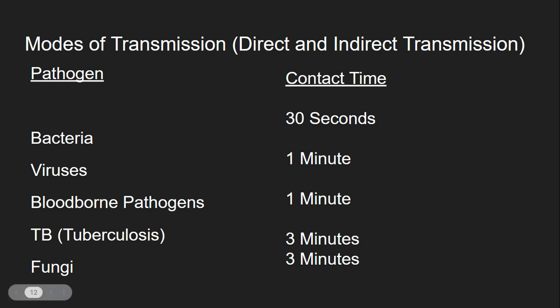Okay, so if you were to come in with contact with bacteria, contact time is 30 seconds. Viruses, contact time is a minute. Bloodborne pathogens, contact time is a minute. TB and fungi is 3 minutes, okay? So just know a couple of contact times are different depending on what pathogen you are coming across, okay? So that means these pathogens can live on the surface for up to this amount of time.